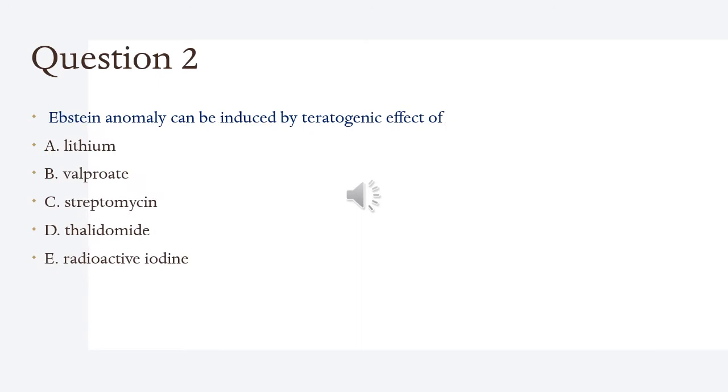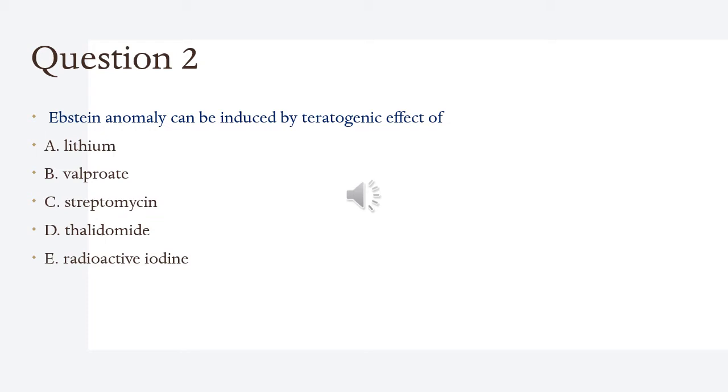Question number 2. Ebstein anomaly can be induced by the teratogenic effect of which one of the following? And it's quite famous. Is it lithium, valproate, streptomycin, thalidomide, or radioactive iodine?